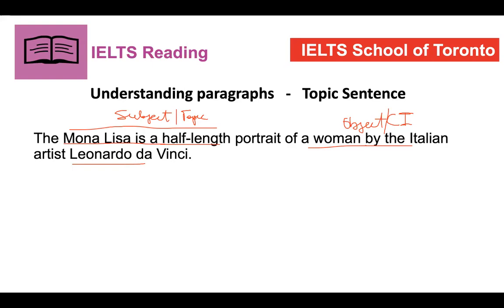So Mona Lisa is the most important thing. The subject is really very, very important because all the sentence is about the subject, actually. So the most important part of the sentence is the subject. And the object is Leonardo da Vinci. So this sentence is telling you something about Mona Lisa and Leonardo da Vinci. When we speak and when we write, what happens in IELTS is, this is the second sentence.